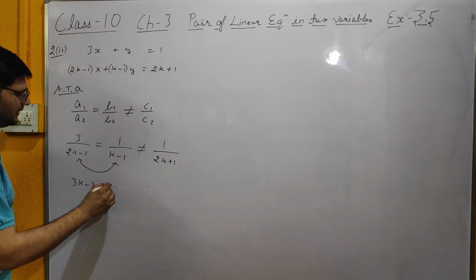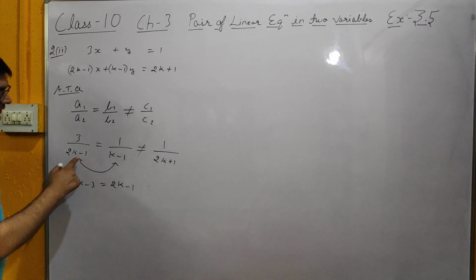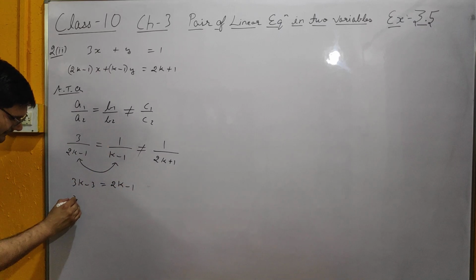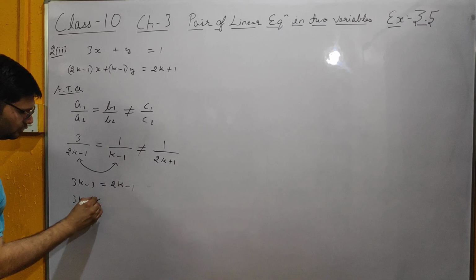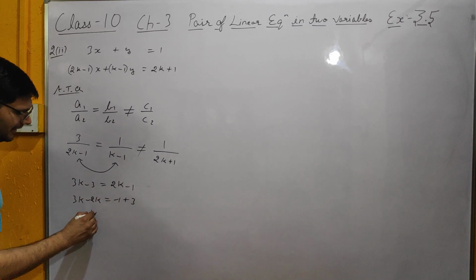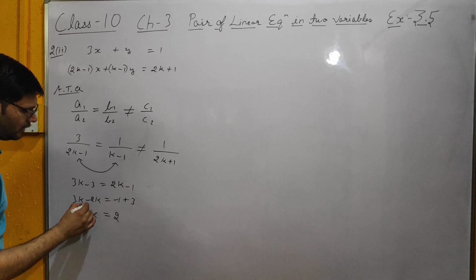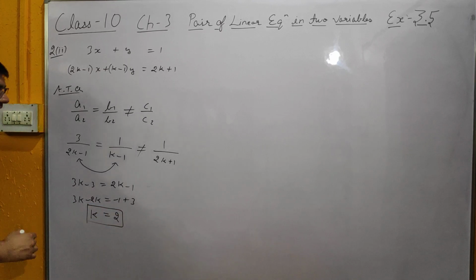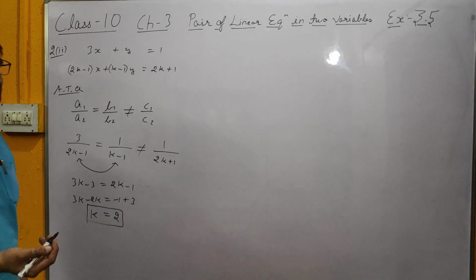3k minus 3 equals 2k minus 1. Okay, cross multiply them. Then 3k minus 2k equals minus 1 plus 3. Then k equals 2. So this is the value of k. Means k is equal to 2.